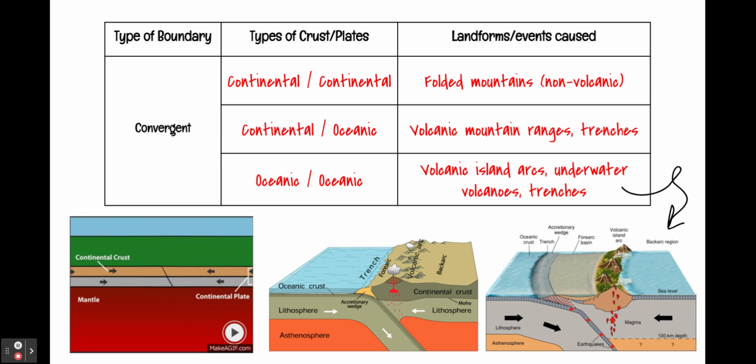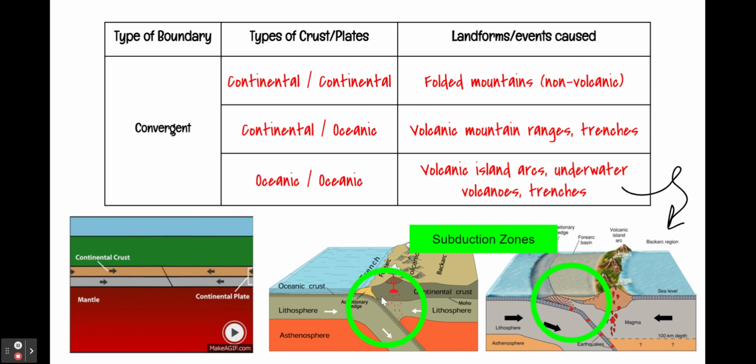When we have two oceanic plates meeting, we get the same kind of thing, except it's out in the middle of the ocean. So we still get a trench here, and where the more dense plate sinks below and melts, we still get that hot pocket of magma that is released, but instead of the volcanoes being on a continent, they're in the middle of the ocean and they create a volcanic island arc or just volcanic islands.